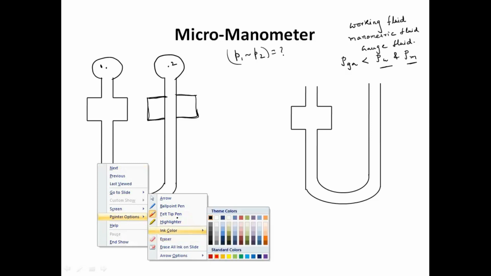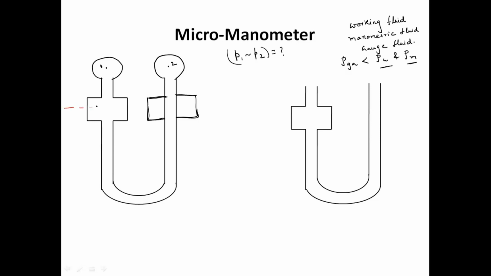Initially, if you see the initial level, this was the interface between the working fluid and the gauge fluid. So this is the initial interface. After that, what is happening? Here the pressure, let us take P1, on one side is more than P2. As the pressure is more here, the heights, let us take 1 and 2, are the same. Height is, let us take, H1, and this is the initial level of the manometric fluid.